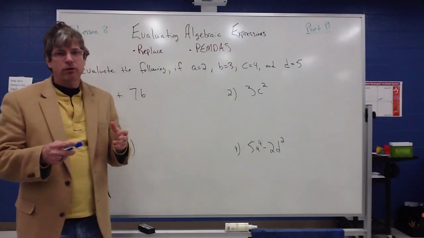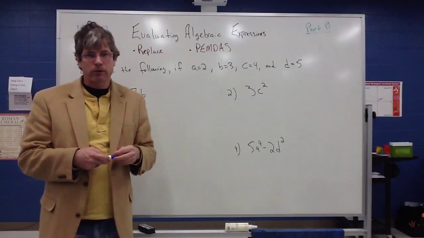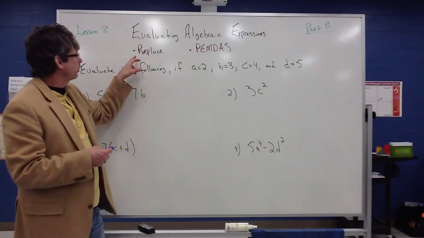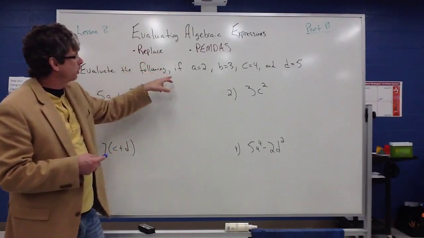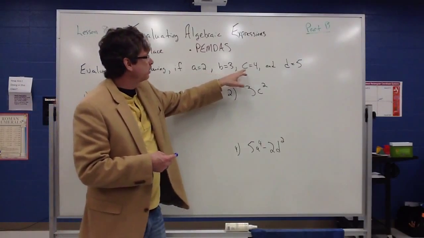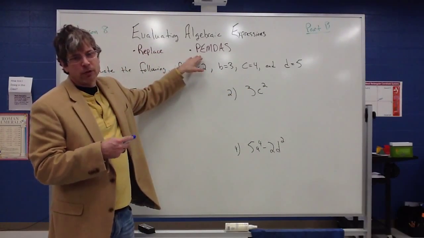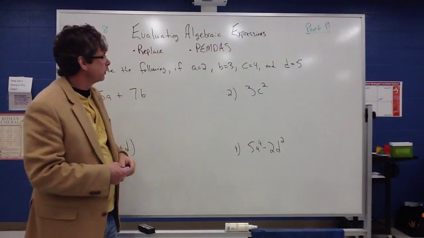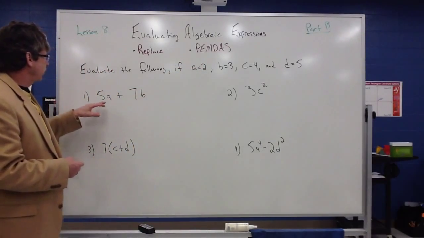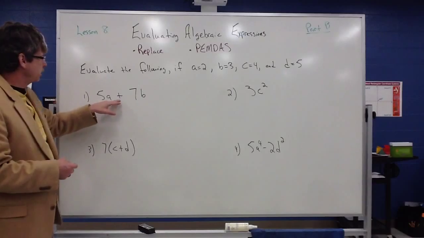Again, algebraic expressions involve numbers and variables. For the variables, we're going to replace the variables with numbers that are assigned to them. Then we're going to be using what we call PEMDAS, or the order of operations, if you will. So let's look at the first example here. We have 5a plus 7b.